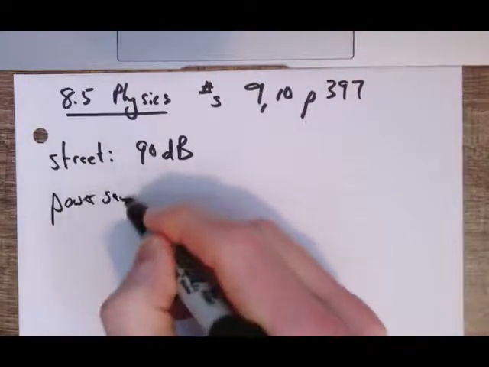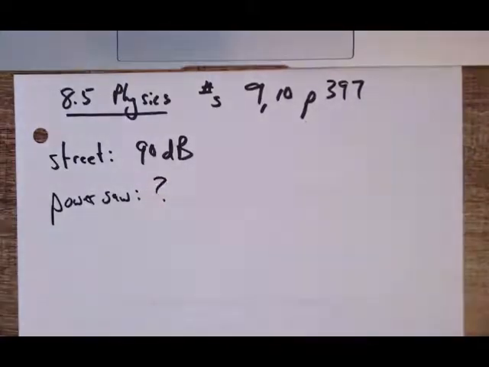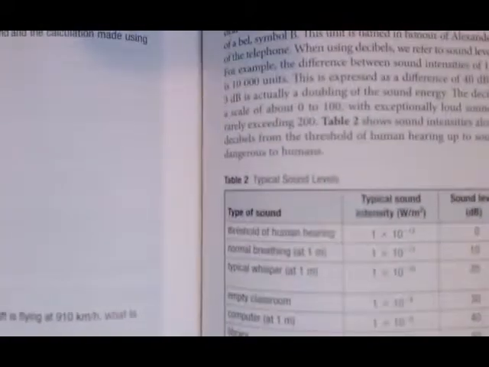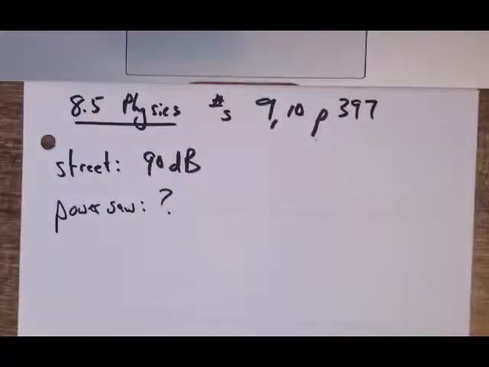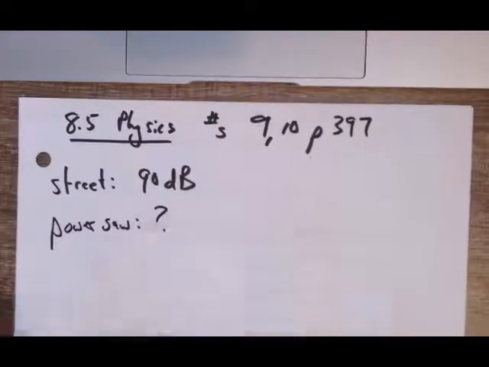Power saw, I don't know what that is right now. Sound intensity or sound level, there's a difference. Let's look. Notice it says typical sound intensity, that's in watts per meter squared. Sound level is in decibels. Okay, it's asking, I think, for sound intensity. So a power saw, does it list that here?